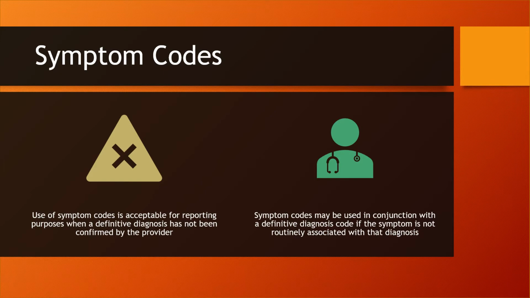Symptom codes. These are codes that are used for reporting purposes when a definitive diagnosis has not been provided from the provider. A symptom code may also be used in conjunction with a definitive diagnosis code if the symptom is not routinely associated with that diagnosis.